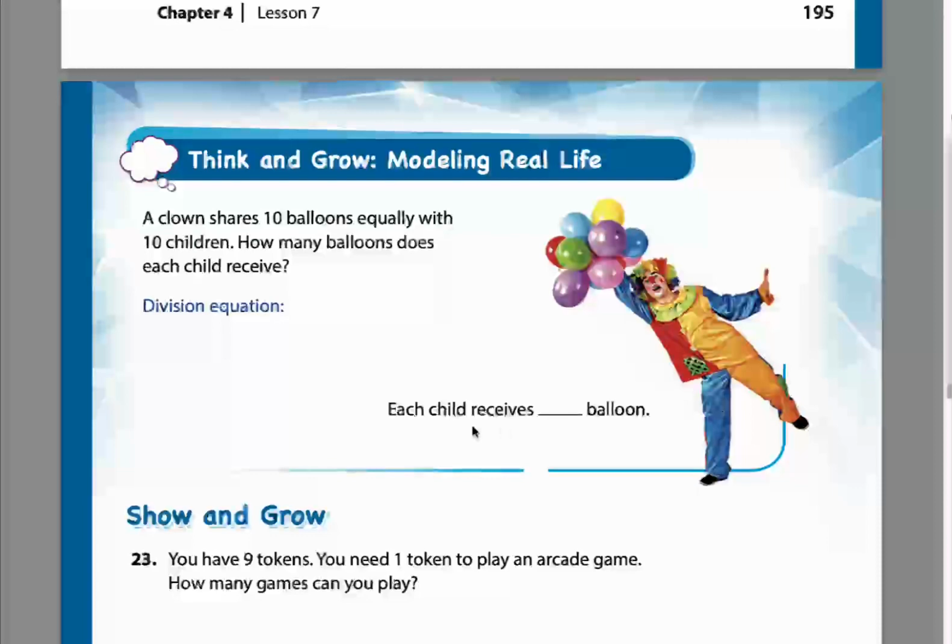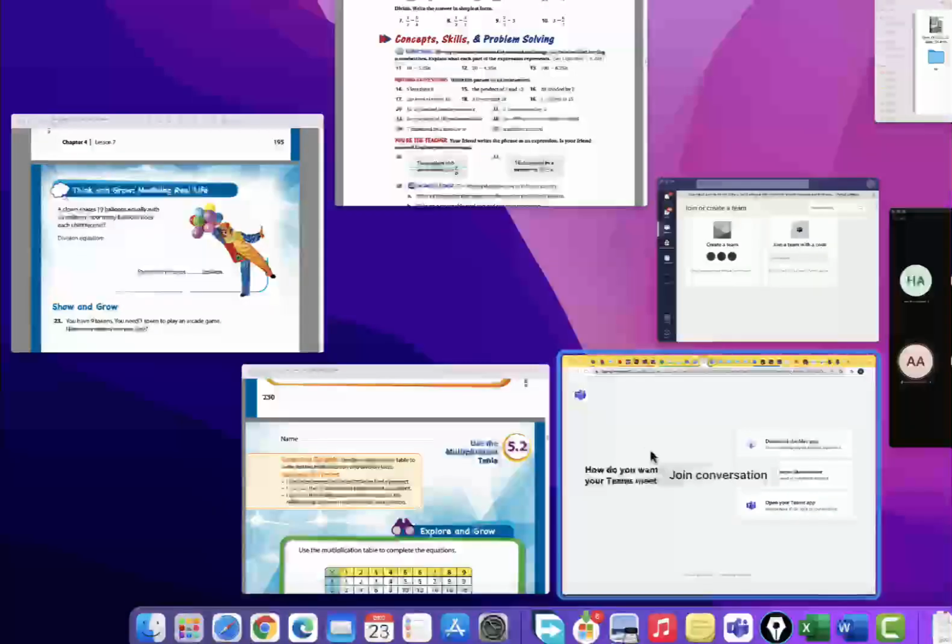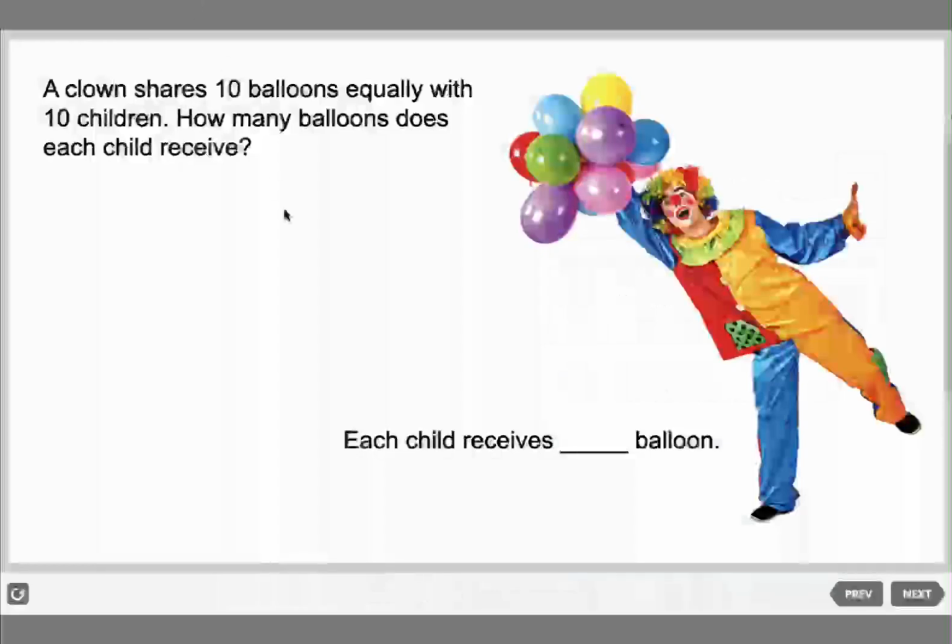We have this example, and for this example I will use this page. A clown shares 10 balloons equally with 10 children. How many balloons does each child receive? So we have 10 balloons in all, and we divide them among 10 children. So 10 divided by 10. What is 10 divided by 10, my heroes?